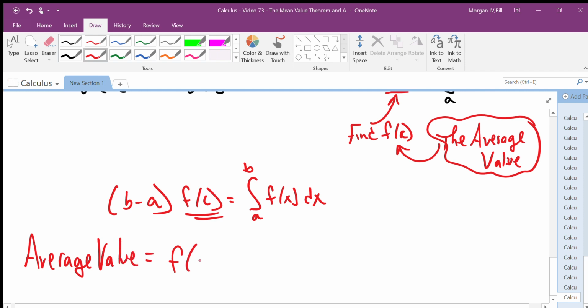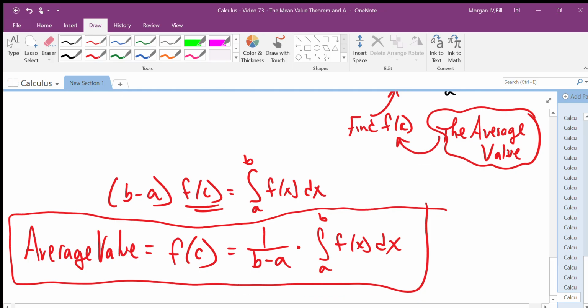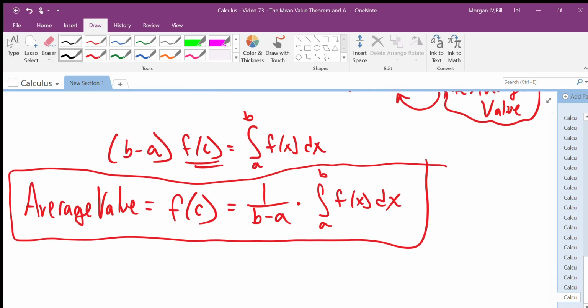That's f of c. That's equal to, divide both sides by b minus a, we'll write it like this, 1 divided by b minus a times the integral from a to b of f of x dx. That's how we find the average value. That's how we find the height of the rectangle. So I might give you a problem that looks something like this.